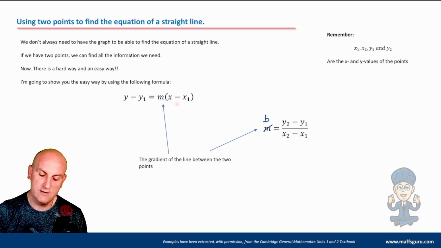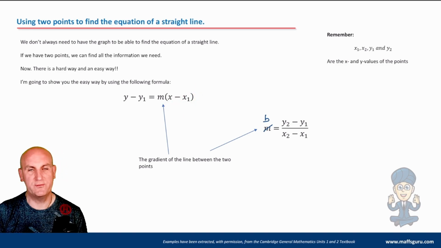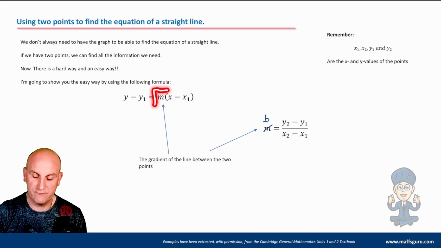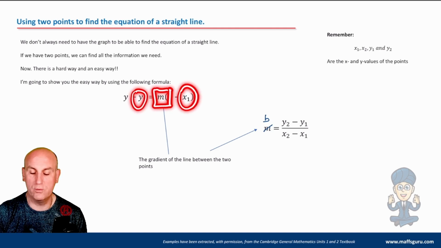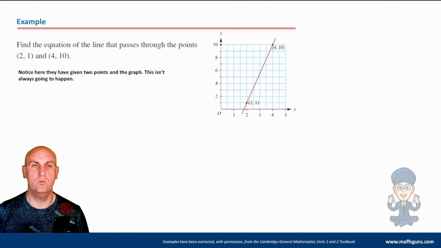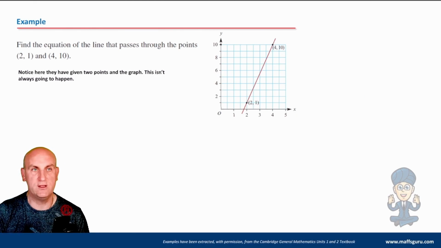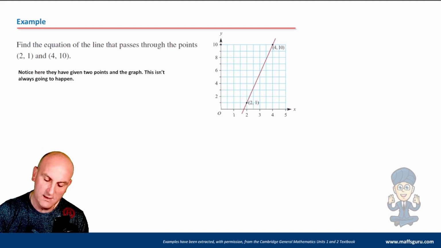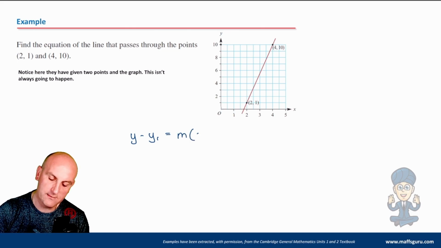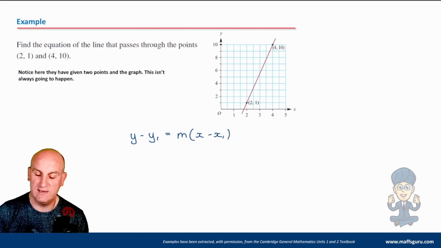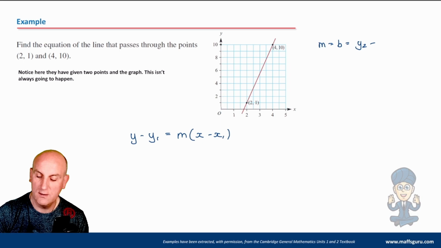X minus x1. Well, where does this x1 come from? Oh, a coordinate. So what this is really saying is if I have the gradient of a line and one coordinate on it, I can find the equation. Wow, this is amazing. So let's have a play and try with this example here. All right, find the equation of the line that passes through the points. So I'm now going to use y minus y1 equals m, x minus x1, where that m is really b. So m, which is really b, is equal to y2 minus y1 on x2 minus x1.